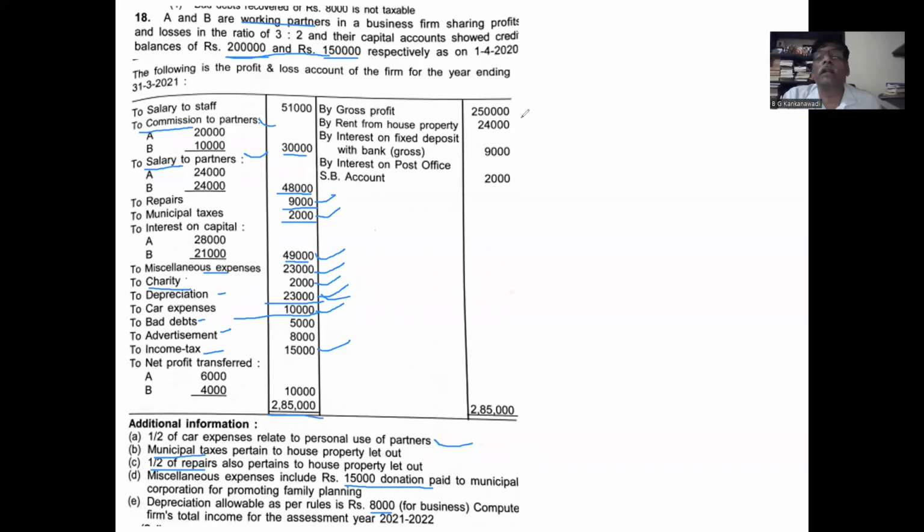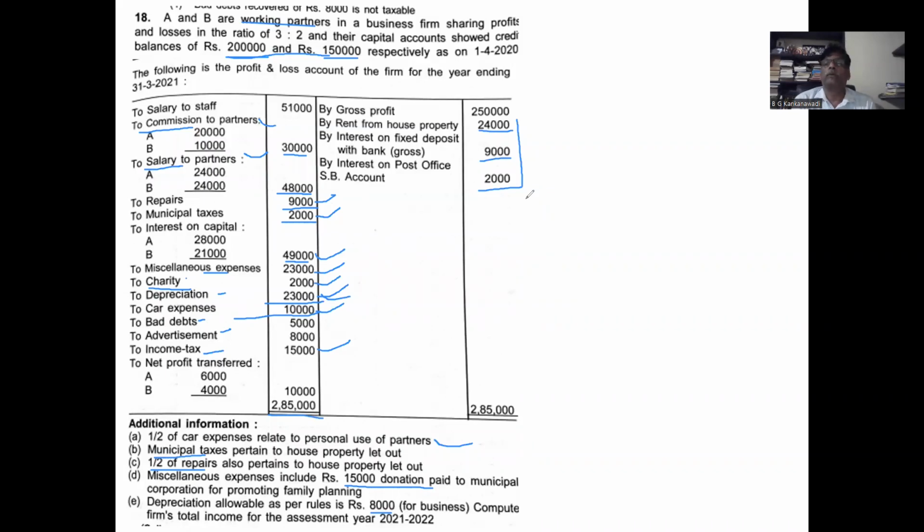Thereafter, less other head incomes. First is income from house property 24,000. Sorry, rent from house property. Rent from house property is not related to business. You take under the head less. Interest on FD with bank 9,000. This is also not related to business. Interest on POSB account. This is also not related to business. These three are not related to business. Therefore, you deduct these three items. Whatever comes, that is the book profit.